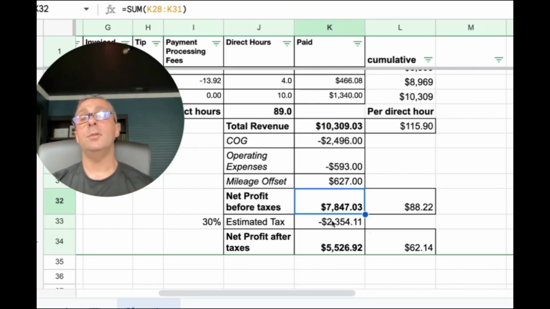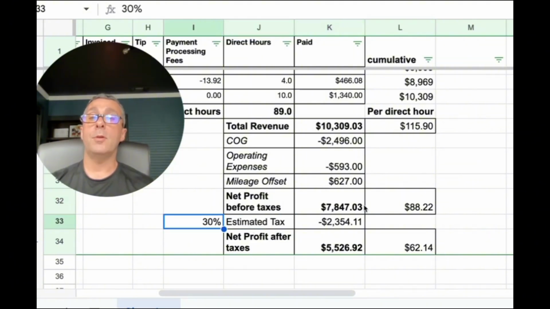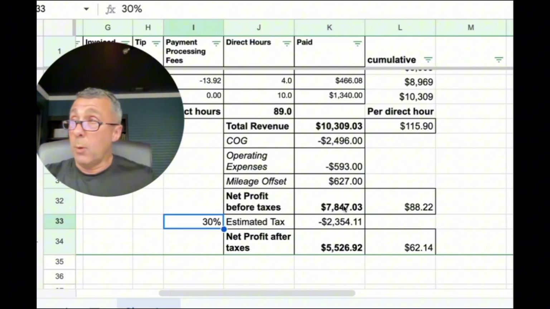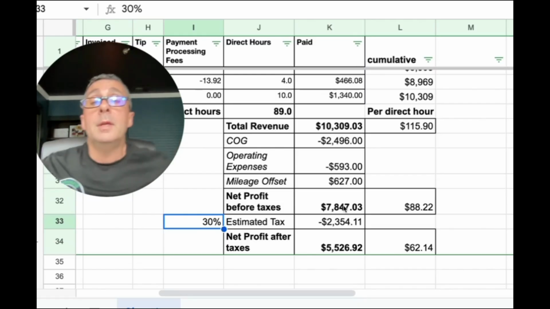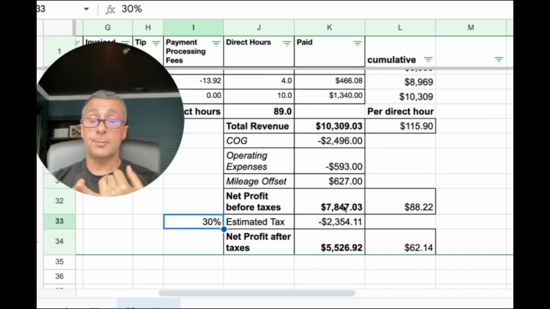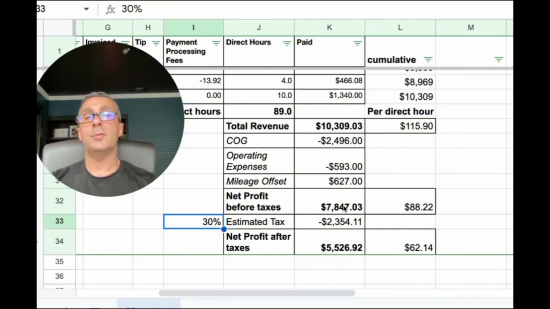But the final thing I have to do is bring out taxes, right? So I'm estimating taxes around 30% of net profit. You might be wondering, how do I get that 30% number? It's a combination of a few things. First of all, my marginal tax bracket right now is 22%. So for every dollar that I'm making, I'm paying 22% taxes on that. In addition, I have to pay the full self-employment tax, which is about 15%. So in reality, I'm paying about 37% tax on every dollar that I bring in.